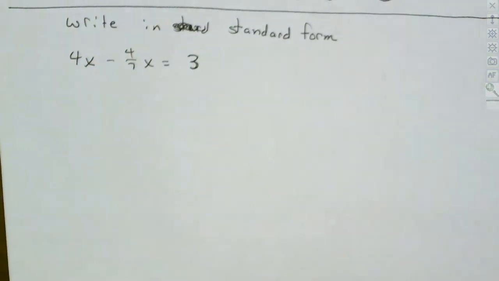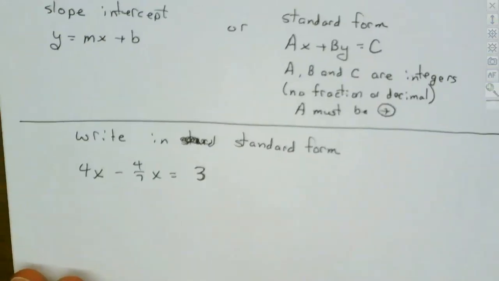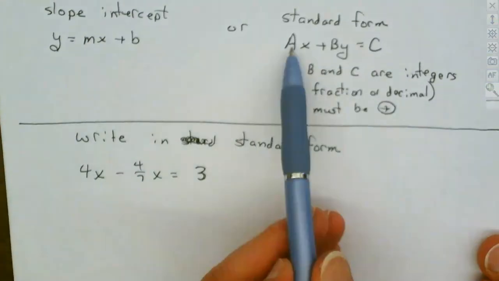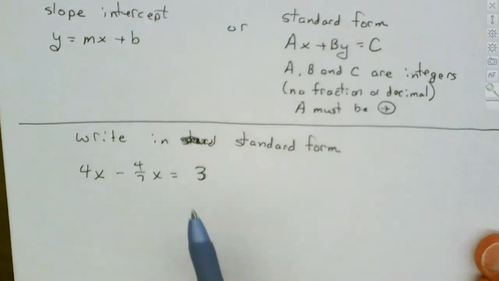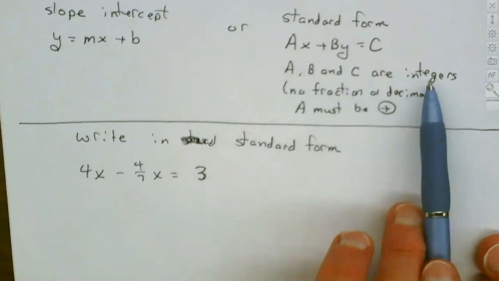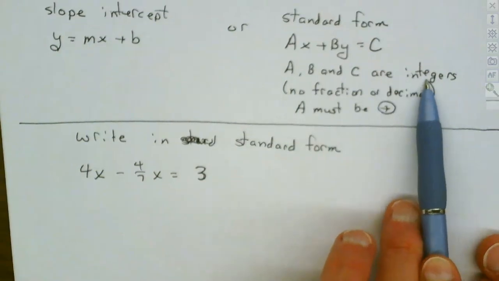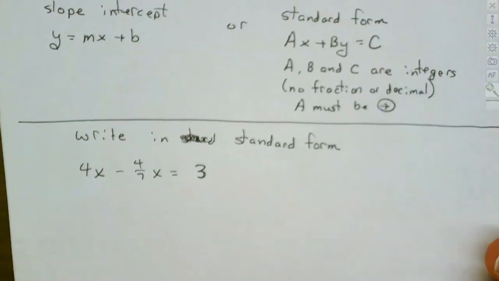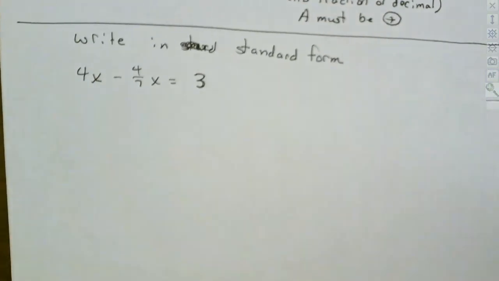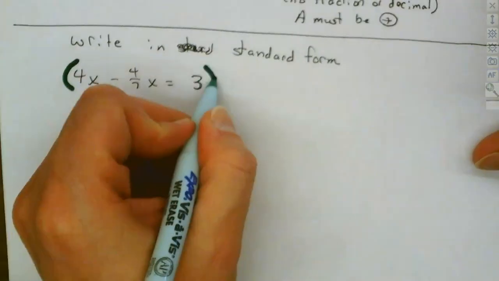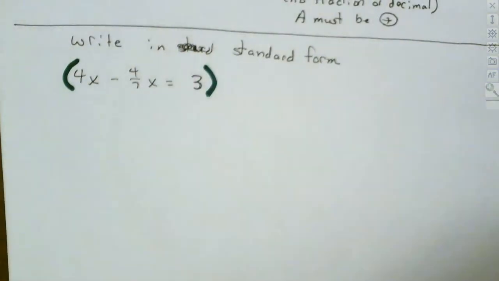Now, why is this one not in standard form? Okay, standard form looks like what? Looks like this. Ax plus By equals C. So the x, the y, and the C. Now, why is it not in standard form? Well, A, B, and C must be integers. So no fractions or decimals. So how do we make this one now in standard form? It's not in standard form, but we can make it in standard form by multiplying everything by what? How do we clear the fractions? Does anyone know how we clear those fractions? Multiply this by what?